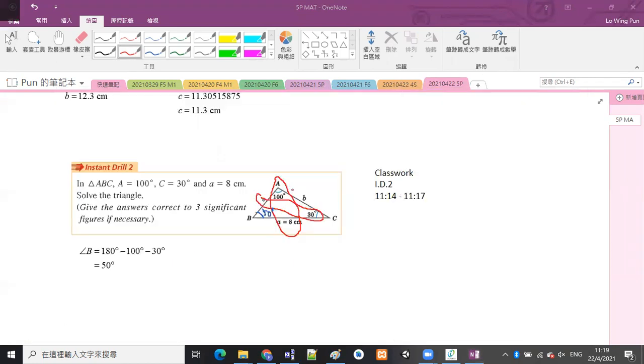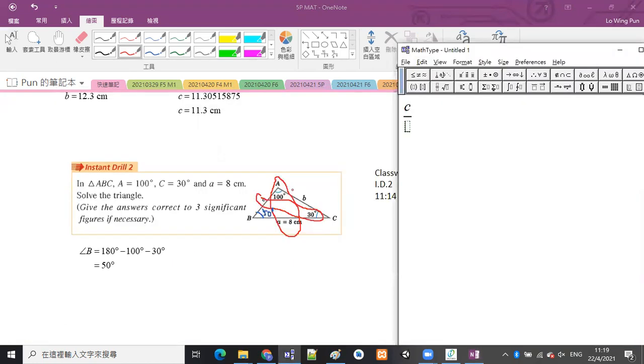Okay, so length C is on the top left corner and divided by sine angle C. Angle C is 30 degrees, and it should be equal to the given pair. Length A should be 8 cm, and then angle A is 100 degrees. Can you get this equation correct? Okay, and then just multiply the sine 30 degrees to the right-hand side. So 8 over sine 100 degrees times sine 30 degrees.